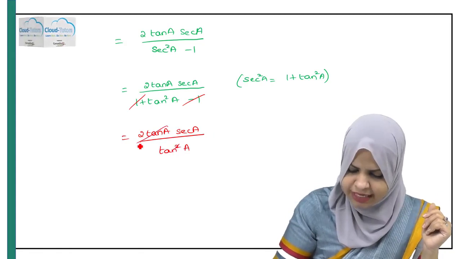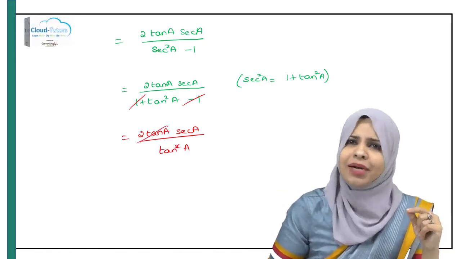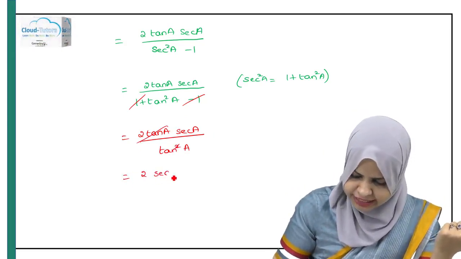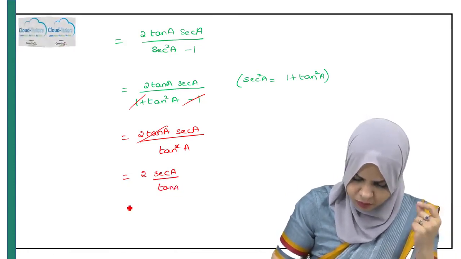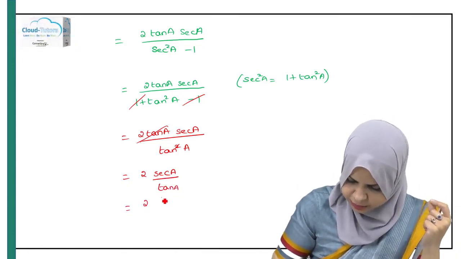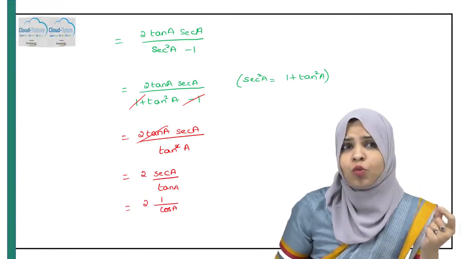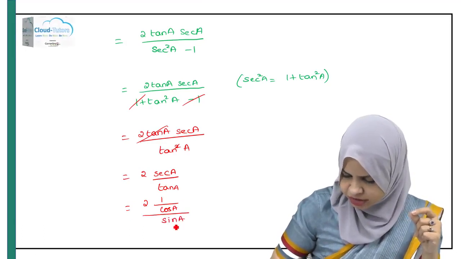Okay? Square and tan A cancels. Remember, laws of exponents I can also use here, but I will say they cancel out. So, what remains? 2 secant A by tan A. Now, let's express this as 1 by cos A, right? Secant A is 1 by cos A, whole divided by sin A by cos A.